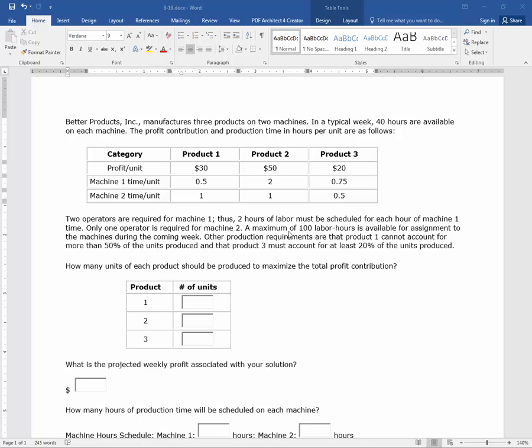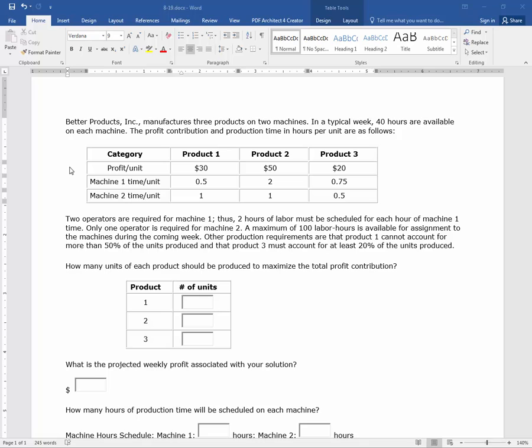So I thought we'd take a look at another linear programming problem that's a little more involved than the couple of variables that we'd seen before. So Better Products manufactures 3 products on 2 different machines. In this case, we're going to have 3 decision variables, one for each of the 3 products. In a typical week, 40 hours are available on each machine. The profit contribution and production time in hours per unit are as follows.